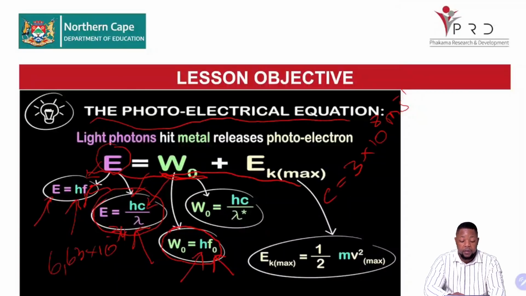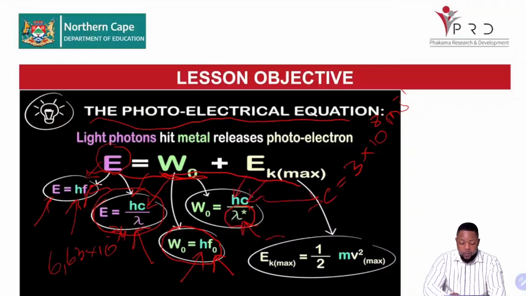the work function. However, you can also be given what is called the threshold wavelength. If you are given the threshold wavelength, you can also calculate the work function by using the formula WO is equal to HC over the wavelength, where H is still the Planck's constant and C is the speed of light, which is given as 3 times 10 to the power 8 meters per second as found on the data sheet.